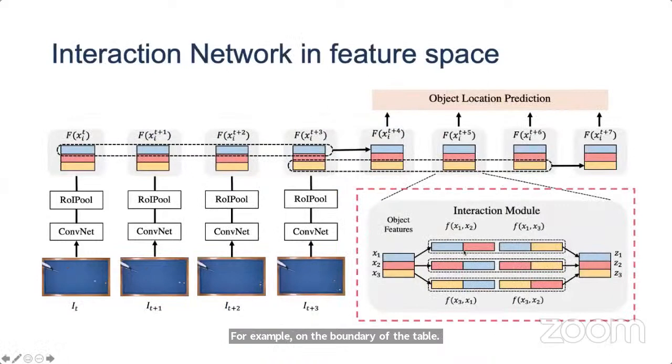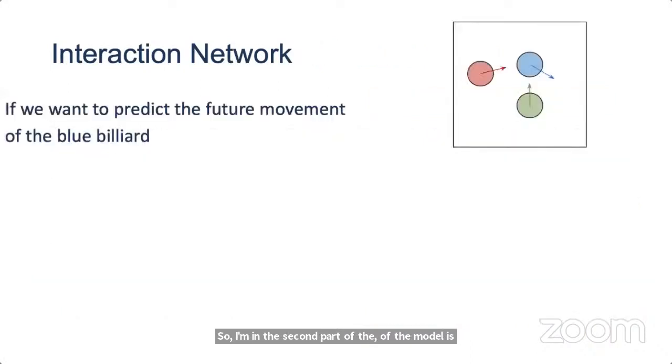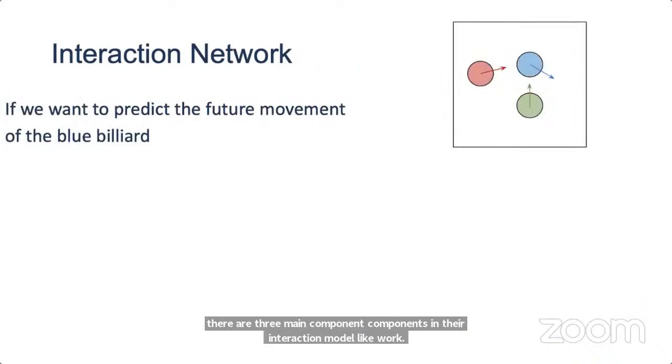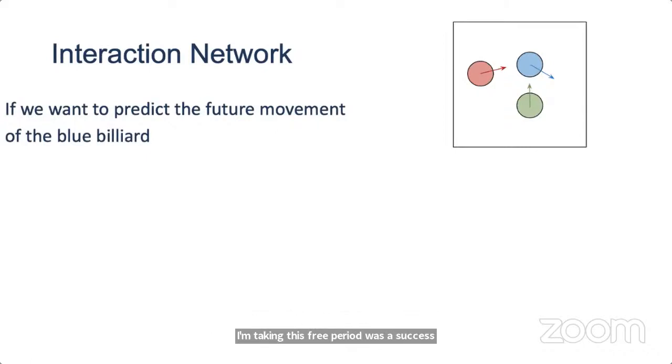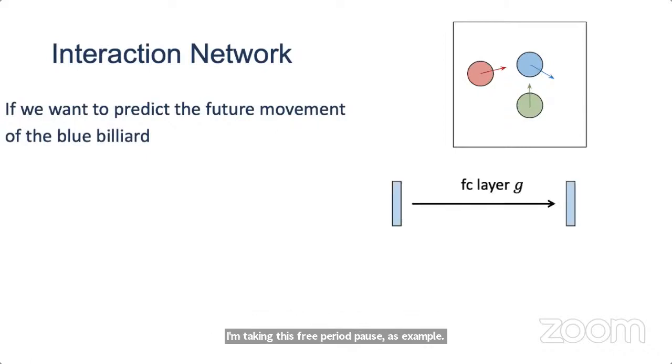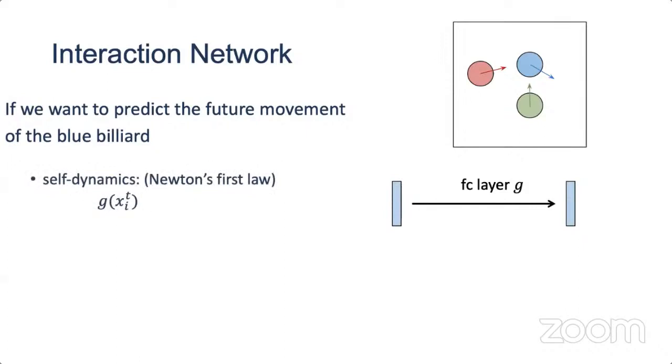So the second part of the model is the interaction module. There are three main components in the interaction module. Taking these three billiard balls as an example, the blue feature corresponds to the blue ball. We first have the self-dynamics, corresponding to Newton's first law, where we directly forward the object feature to a one-layer FC or multi-layer perceptron to encode the ball's own dynamics.